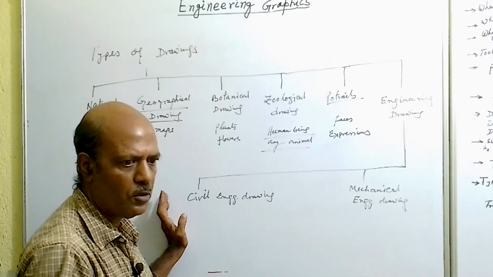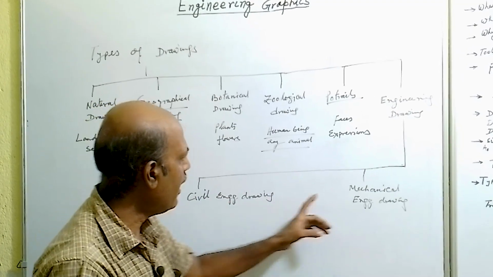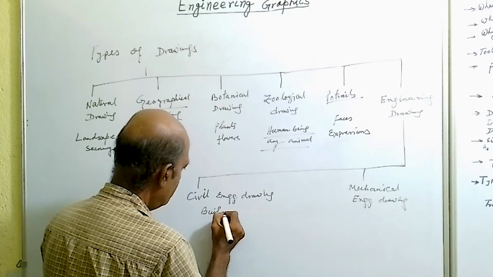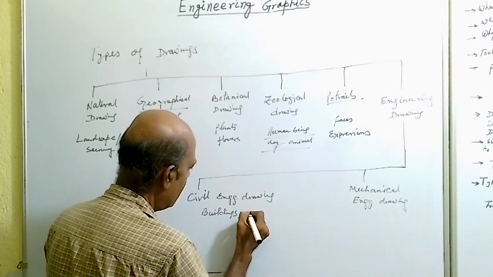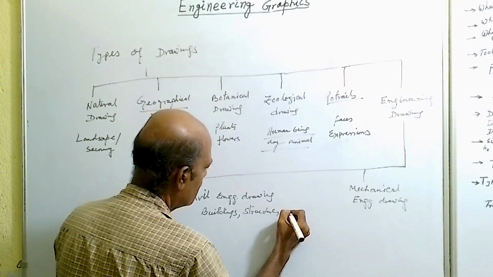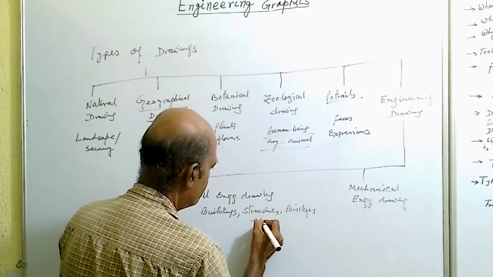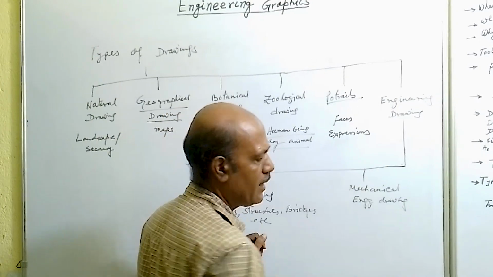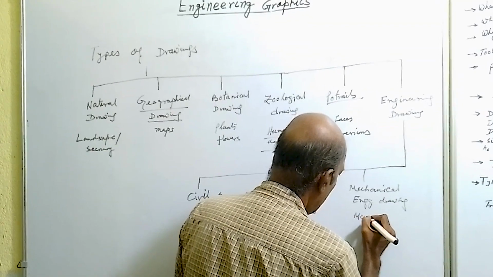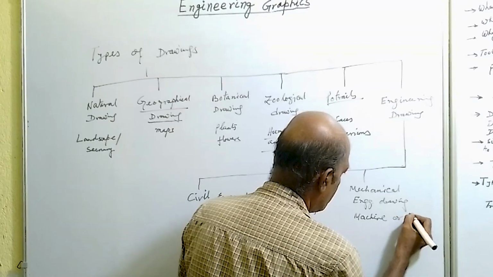Now what is civil engineering? Civil engineers use this kind of drawing, that's why it is called civil engineering drawing, and that is mostly related to buildings, structures, bridges, etc. And the mechanical engineering drawing, mostly it is related to machine or its parts, machine or its components.